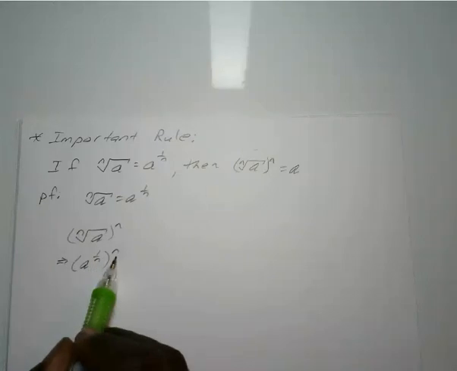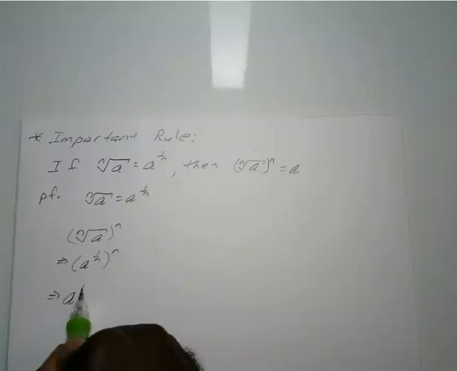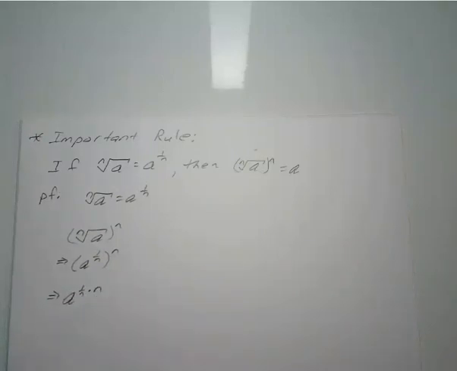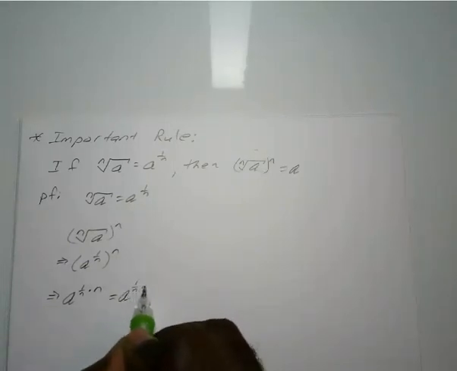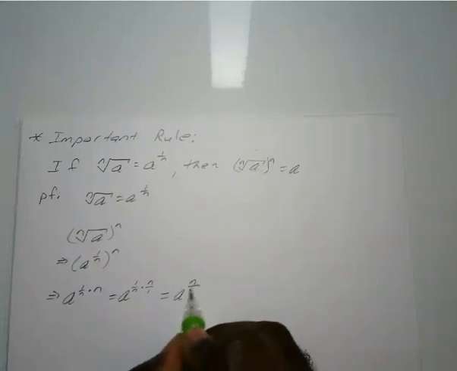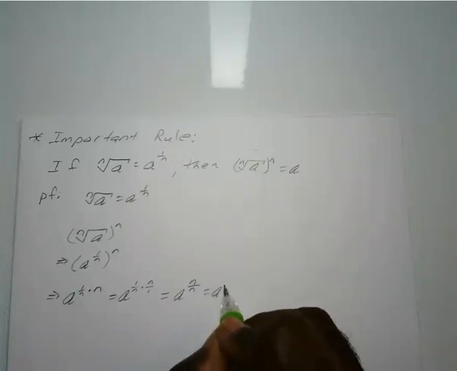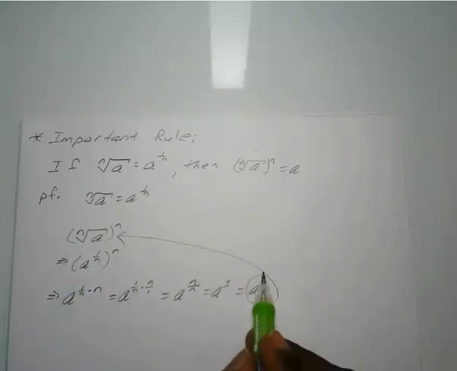Okay. Now, using the power rule, that becomes a to the 1 over nth power times n. Or we can make that a to the 1 over nth power times n over 1, which is equal to a to the n over nth power, which is a to the first power, since anything divided by itself is equal to 1, which is just a. Okay, so we know that this will equal a.